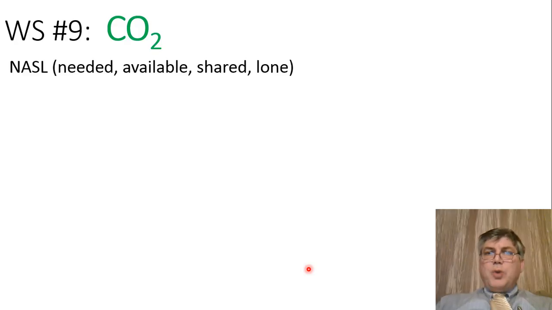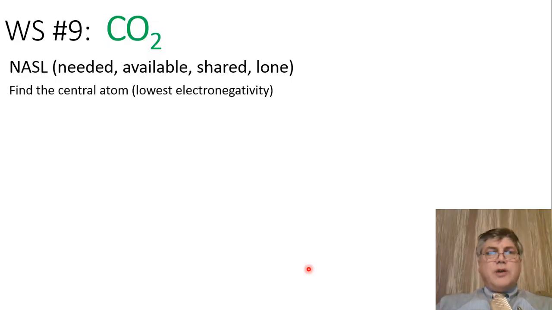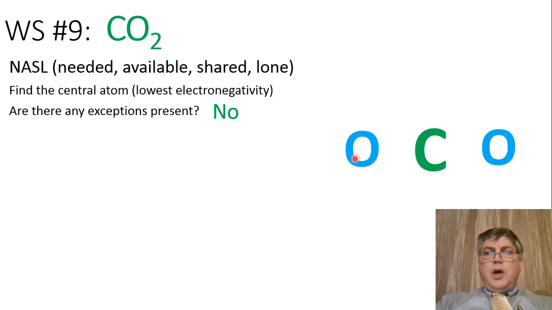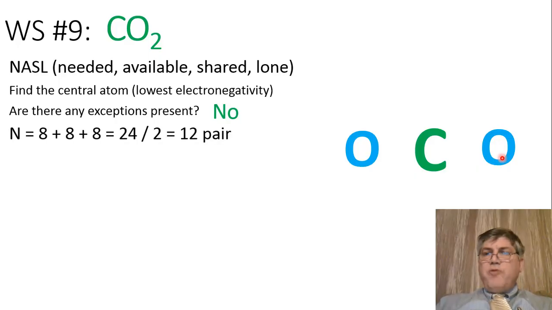The last example is carbon dioxide, CO2. We need to find the central atom, and the lowest electronegativity, and the one by itself, is carbon, so we'll put it there, and then put the 2 oxygens on either side of it. Are there any exceptions? Well, there's no hydrogen, so no exceptions. We have 3 atoms following the rule of 8. That would be 8 plus 8 plus 8 are the number of electrons that will make everybody happy. So we need 24 electrons, which is the same as 12 pair.